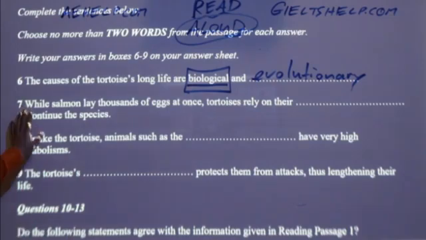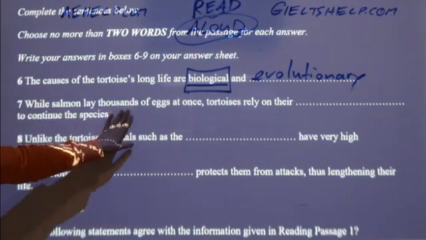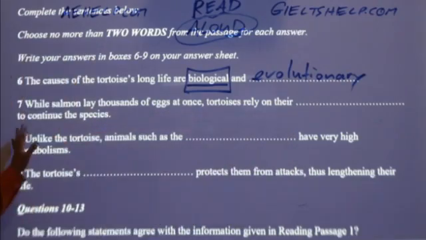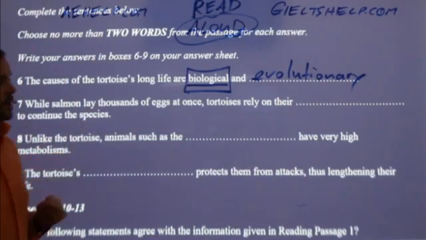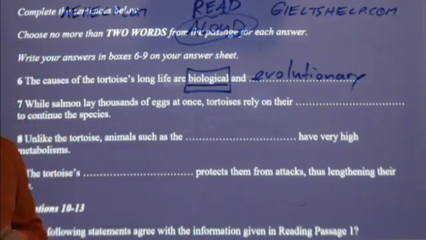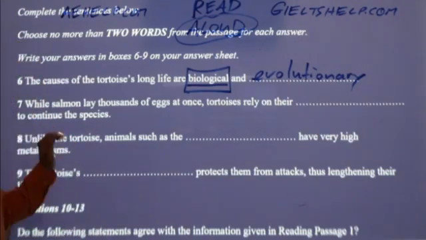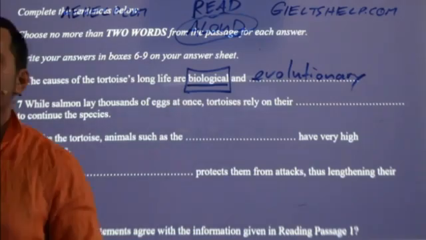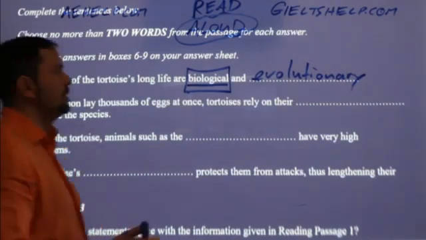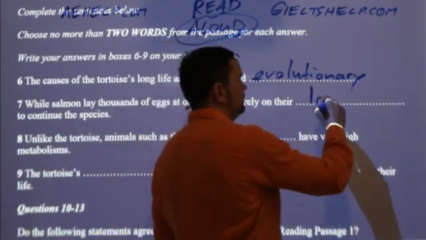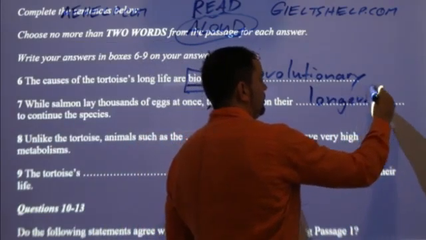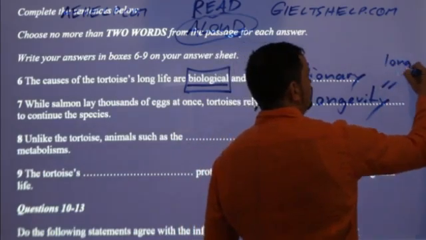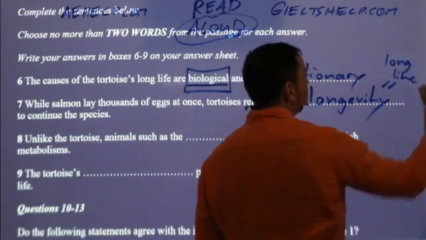Okay, number 7. While salmon lay thousands of eggs at once, tortoises rely on their something to continue the species. Anybody remember what that word was? Number 7. Latifa, very good. Longevity. Okay, longevity means long life. All right.